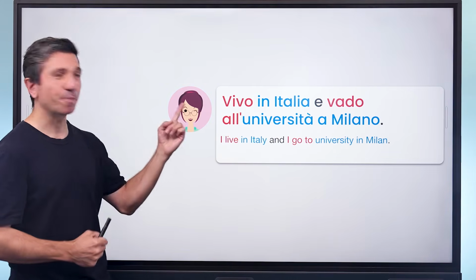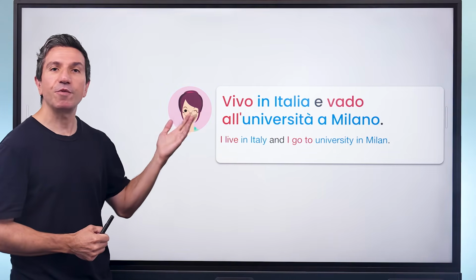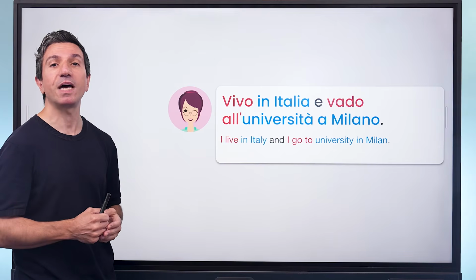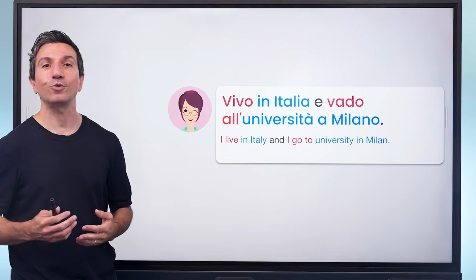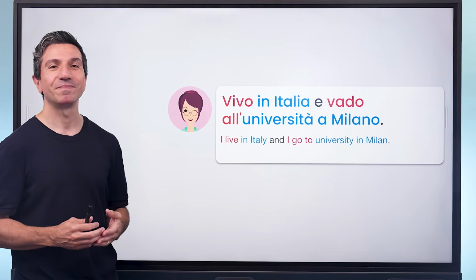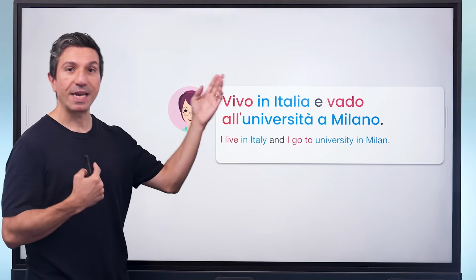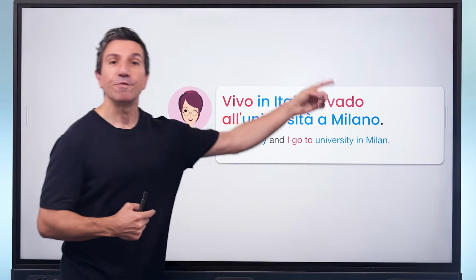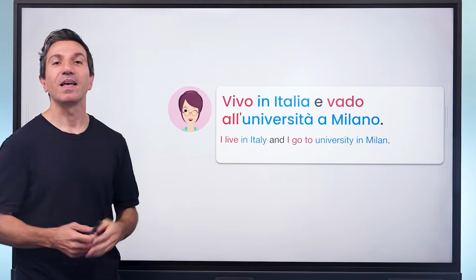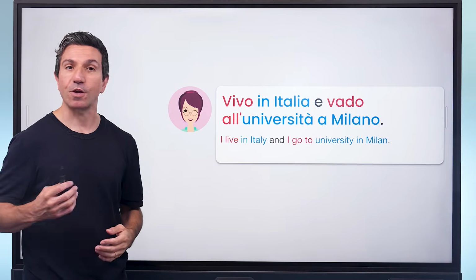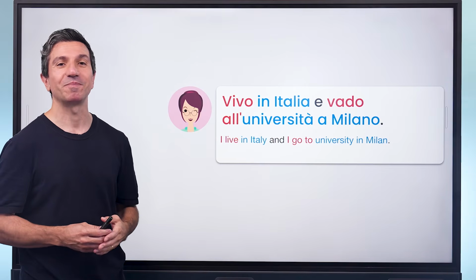Let's try one more. Vivo in Italia e vado all'università a Milano. I live in Italy and I go to university in Milan.